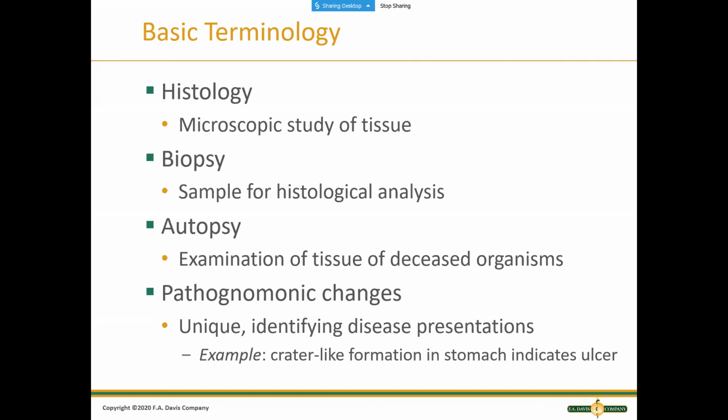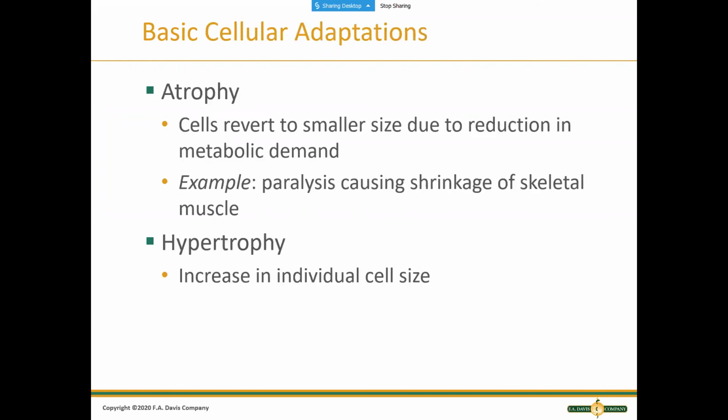Pathognomic changes, just a big fancy word. I would encourage you not to use that word in everyday conversation. People will look at you like you're a know-it-all. Pathognomic. I would say that, patho. Unique identifying presentations. Atrophy, that's when the cells are shrinking and getting smaller. So paralysis causes shrinkage, atrophy.